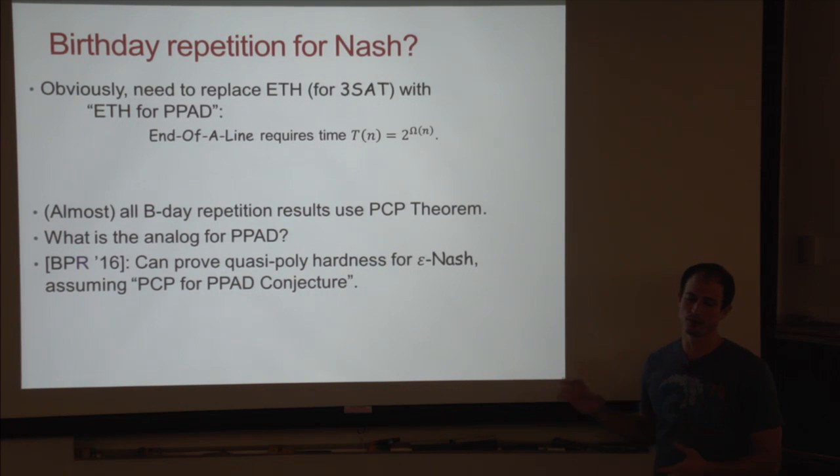So we define this conjecture. I'll tell you what it means later. And if you assume this conjecture, then you can do the whole Birthday Repetition thing and get this quasi-poly hardness for epsilon-Nash. But we don't know how to prove it. It's still open. I'll tell you more later.